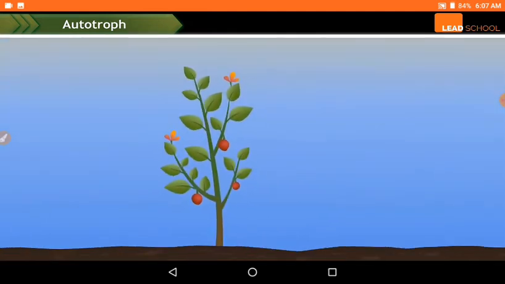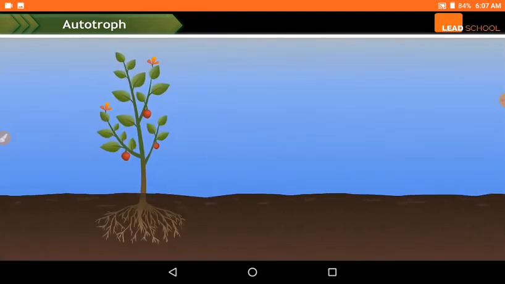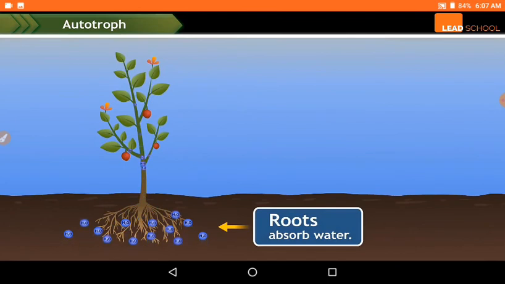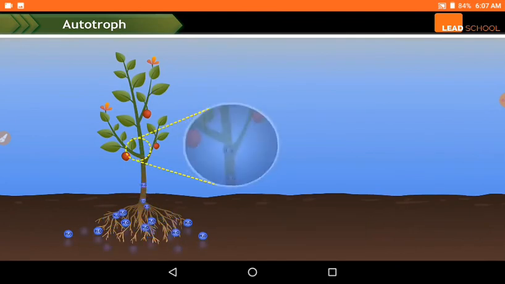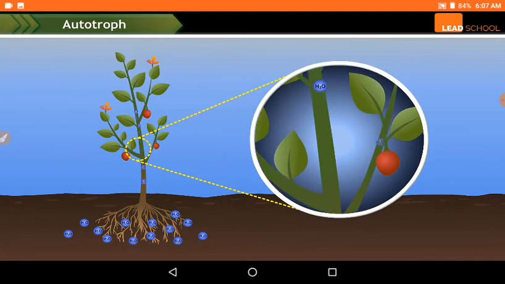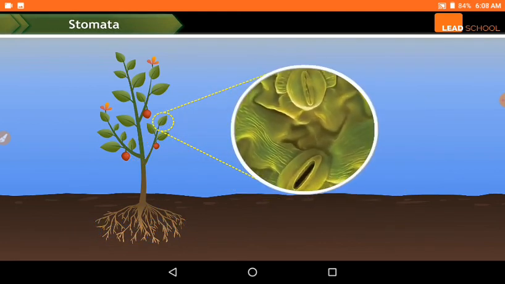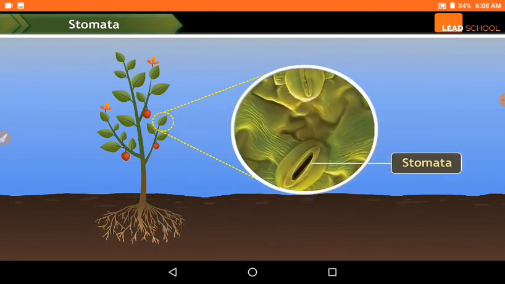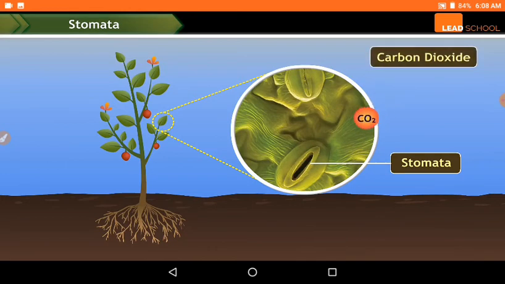So, how does photosynthesis work? The roots absorb water and nutrients from the soil. These travel up the plant through tube-like vessels inside the stem to reach the leaves. The surface of these leaves has tiny pores called stomata. Gases enter and exit the plant through these pores. For photosynthesis to occur, plants need to take in carbon dioxide through these stomata.